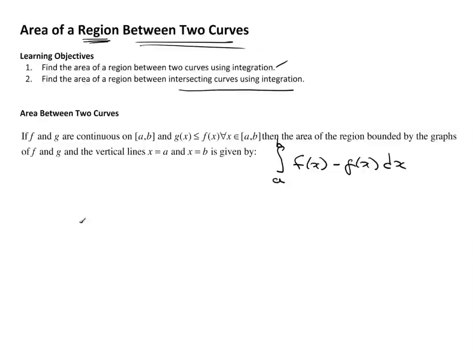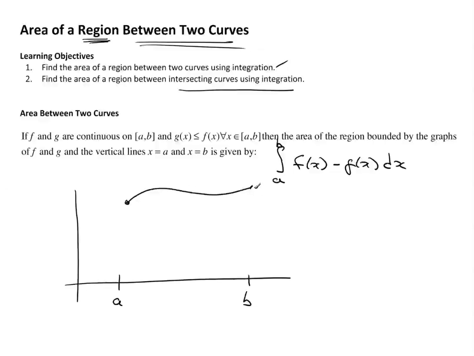Now let's take a look at a quick picture, and I think we could quickly see why this is reasonable. So I'm going to go from a to b, and let's just say that this represents f of x, and perhaps this is g of x. Let's just say they're equal at some point and then they come back down. So this is g of x.